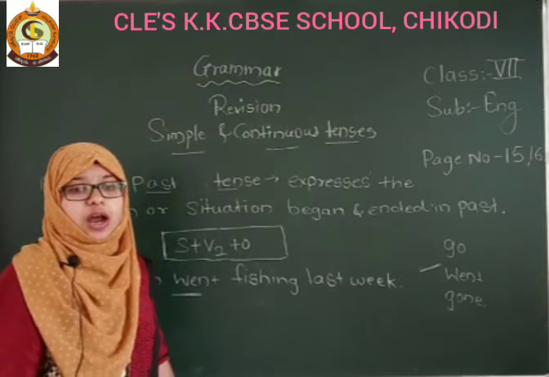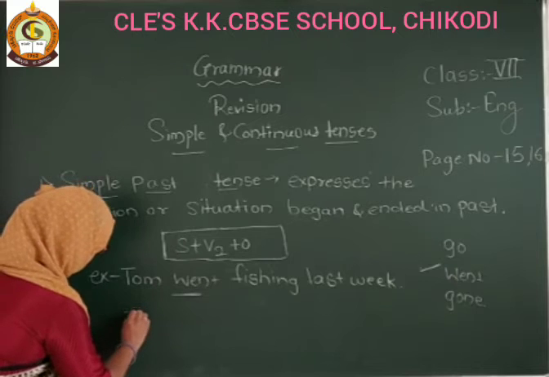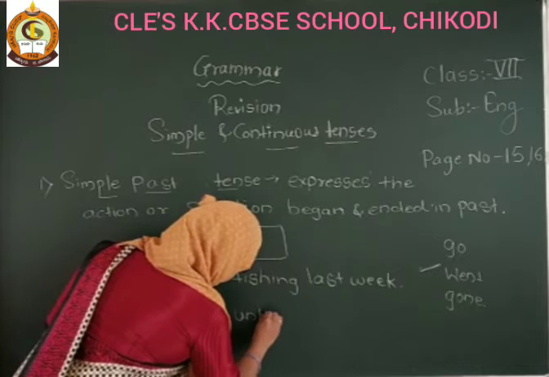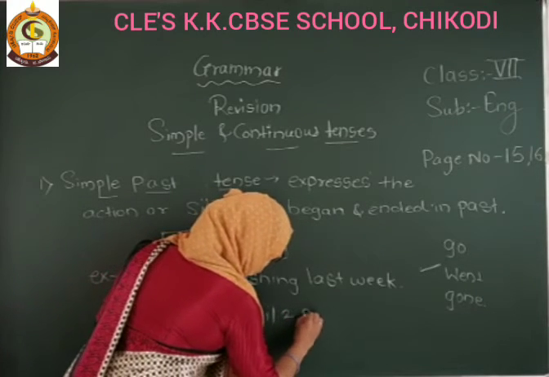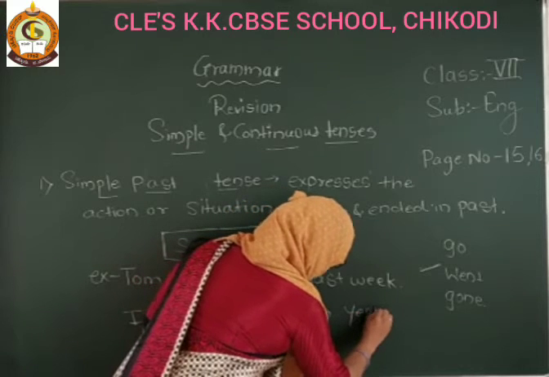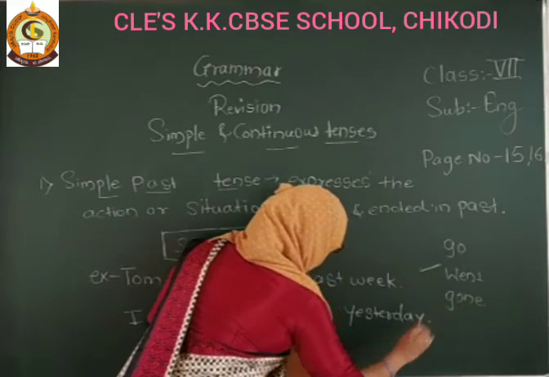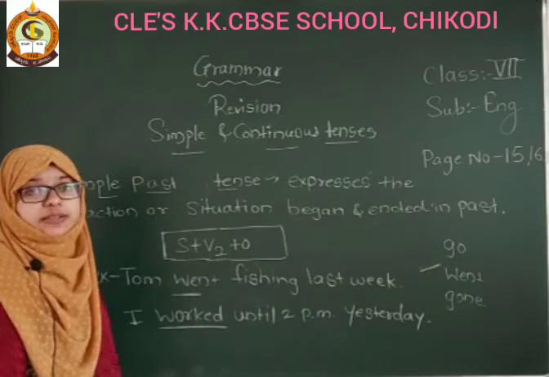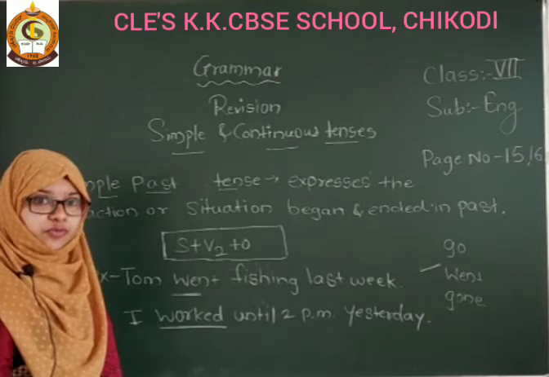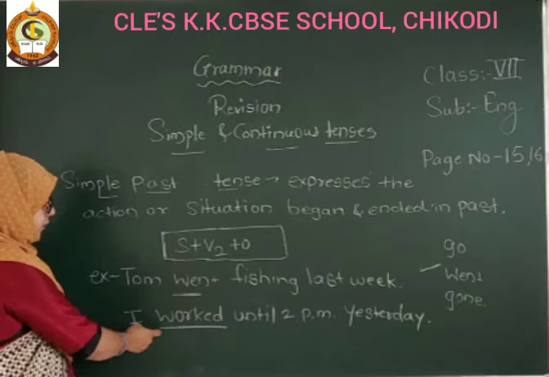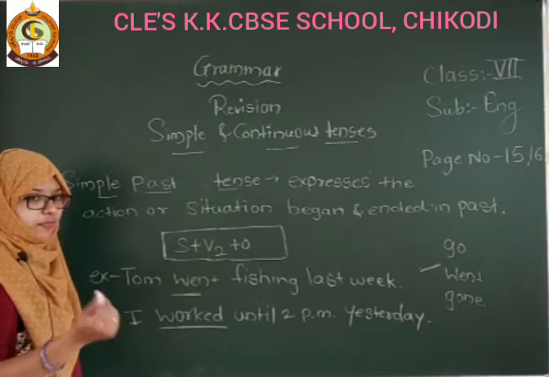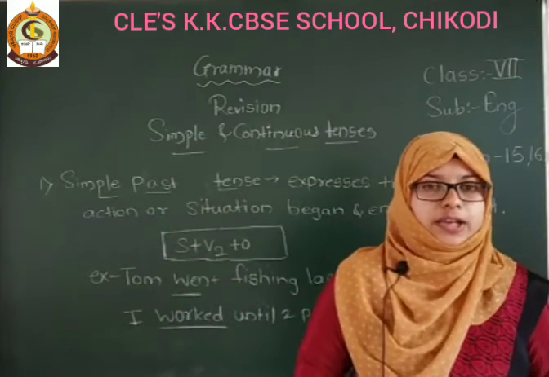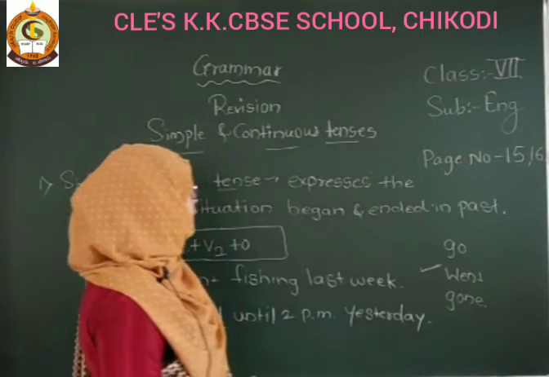I worked until 2 p.m. yesterday. So here also let's see worked. What is the base form of worked? That is work. Work, worked, worked. Got it? So here we have to write the second form of the verb because it is the past. This is the past tense. Clear point?